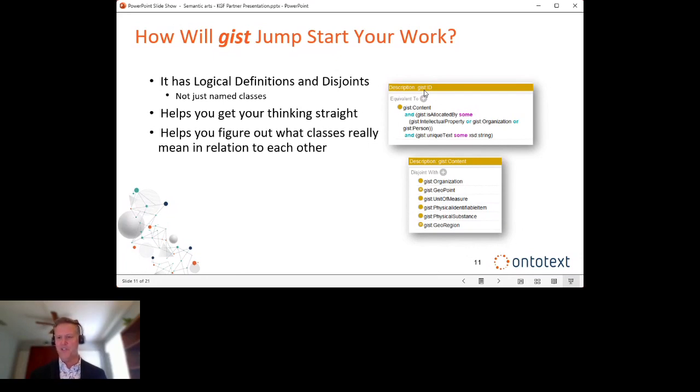Yes, I'm just looking at a few of the questions real quick, and we'll probably jump on those later. But it's definitely an OWL ontology, and I'll go into some use cases right here to show you how you might use GIST, just to get your thinking started and to give you a feel for what it does for you. So let's do that.